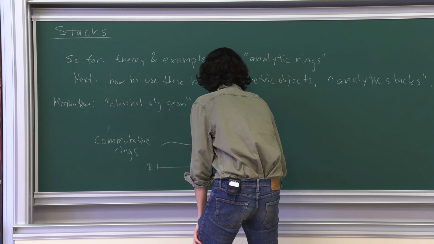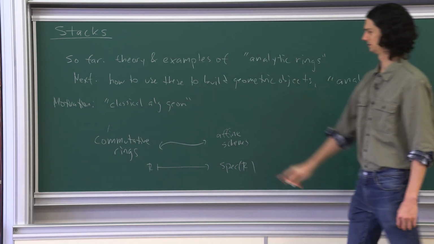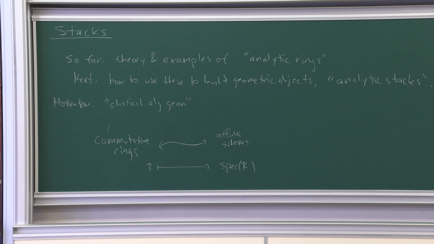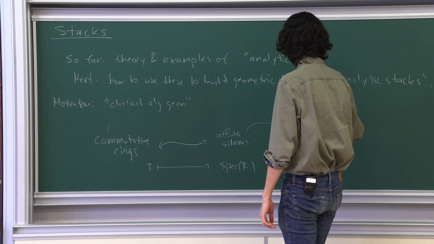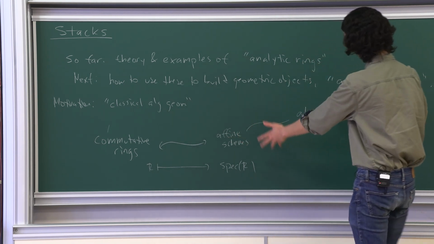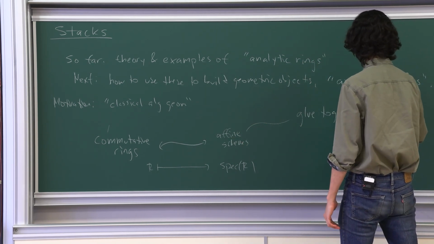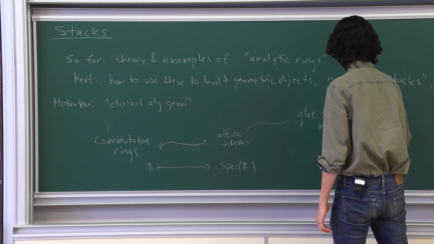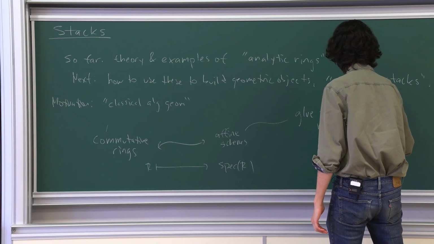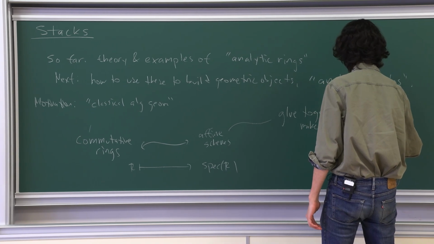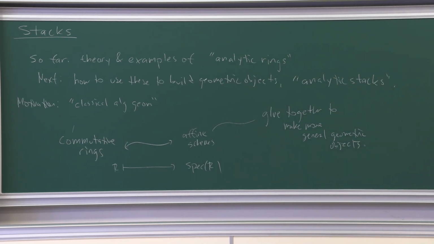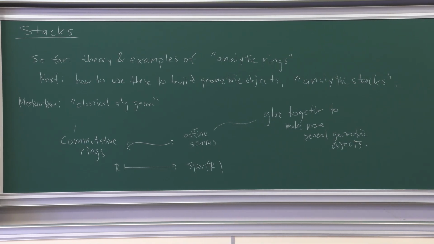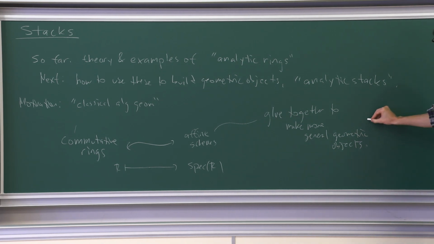And those two categories are equivalent, or anti-equivalent. The maps go the other way. And then you want to allow yourself to glue these affine schemes together somehow to make more general geometric objects. So that's the paradigm in algebraic geometry.